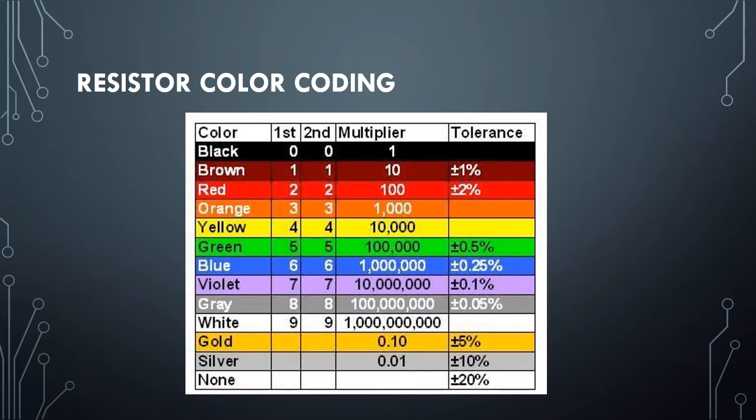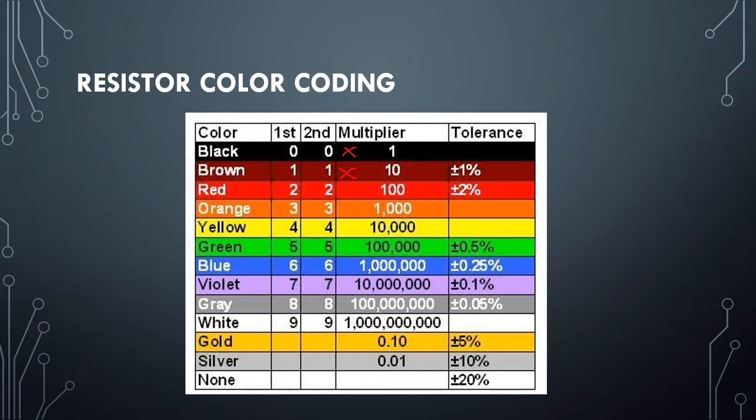So here is our resistor color coding. We have black, brown, red, orange, yellow, green, blue, violet, gray, white, gold, silver, and none. In our first band, our first strip, we have a value for black until white, so we start at 0 up to 9. And for our second strip, we have also a value for black until we reach white. As for our multiplier, we just multiply the value we get by 1 if it's color black.